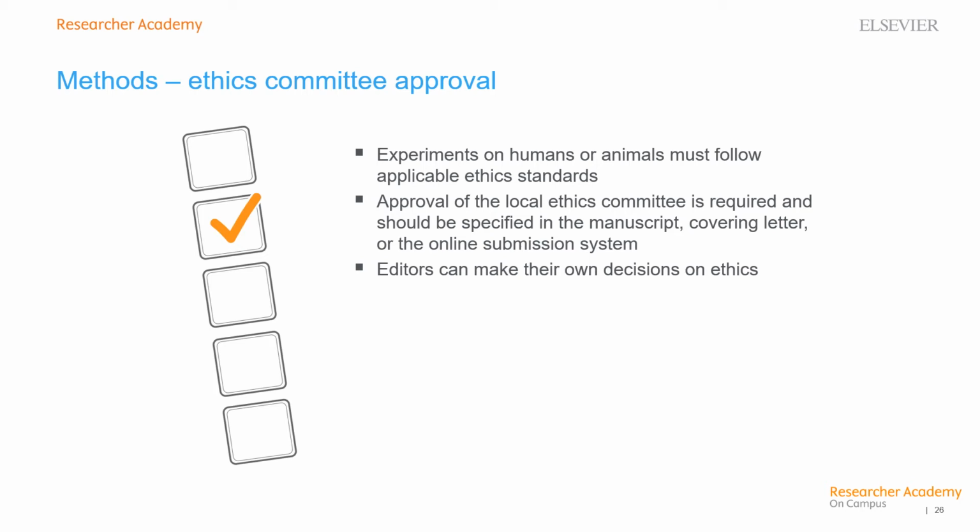If your work involves experiments on humans or animals, it must follow applicable ethics standards, such as the most recent version of the Helsinki Declaration and/or relevant local, national and international animal experimentation guidelines. Approval of a local ethics committee is required and should always be specified at this point in the manuscript, the covering letter or the online submission system. However, even approval of a local ethics committee does not guarantee that the editors will also agree that the work was done in an acceptable manner.